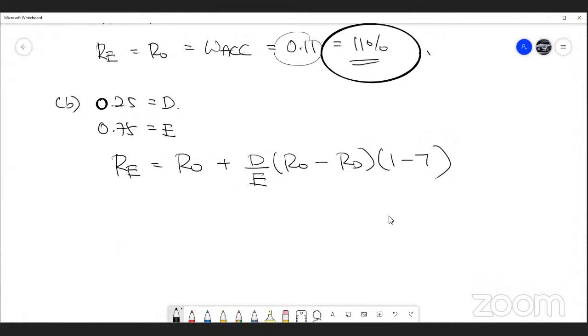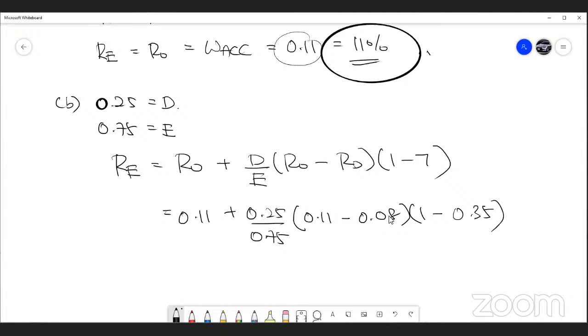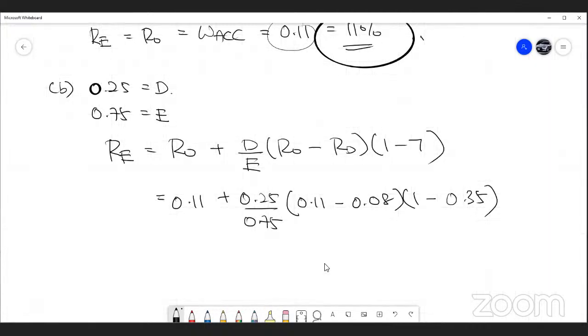So find out your RE by replacing the values. So this is 0.11. Your debt is 0.25. Your equity is 0.75. 0.11 minus your cost of debt here. You say it's at 8%. You can borrow at 8%. 1 minus your T, 0.35. Okay. So this will give you your cost of equity for B, 0.1165, or 11.65%. All right, your debt is 0.25. Okay, this is for B.